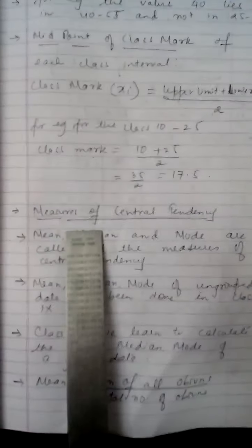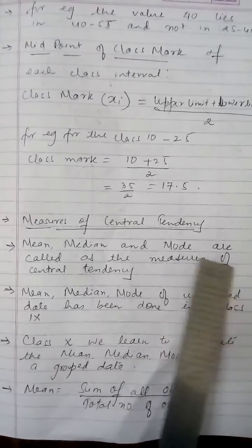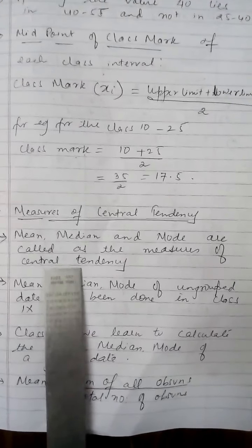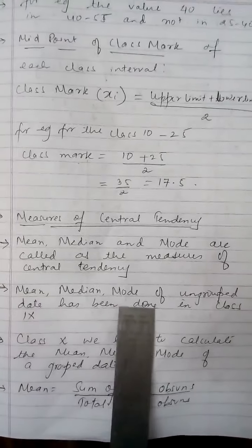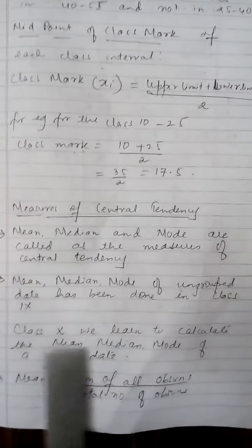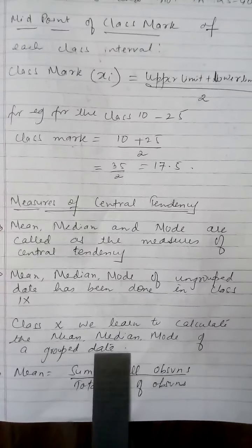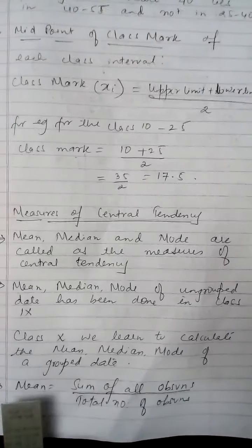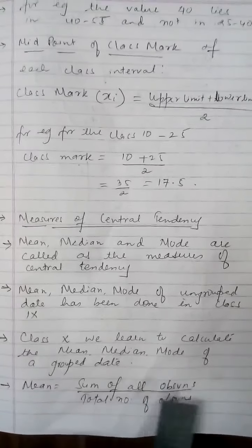Next, we come down to measures of central tendency. Mean, median and mode are called the measures of central tendency because these values lie somewhere around the central value of your data. Mean, median and mode of ungrouped data have already been taught to you in class 9th. In class 10th, we learn to calculate the mean, median and mode of a grouped data. As already done in class 9th, the mean of any ungrouped data is given by the sum of all observations upon the total number of observations.